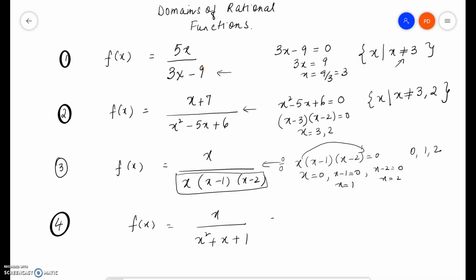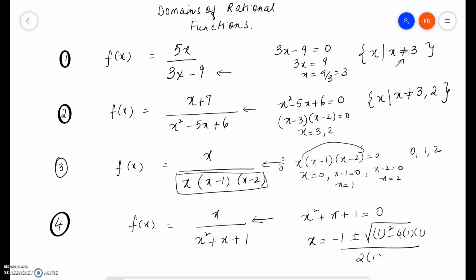Now I'm looking at the next one, and I want to check if x squared plus x plus 1 equals 0. Are there values of x for which x squared plus x plus 1 is equal to 0? Which means I need to solve this equation. It is not factorizable. So I use the quadratic formula, x equals minus b plus or minus the square root of b squared minus 4ac divided by 2a.